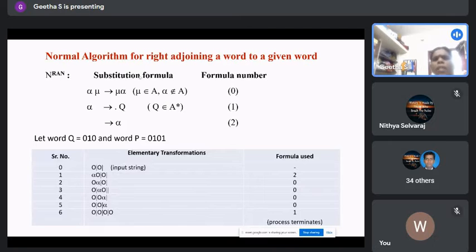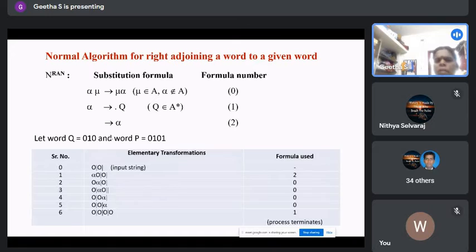So how will you apply the normal algorithm for right adjusting a word to a given word? This is a simple example. How will you execute it in the normal algorithm? First of all, I am using only one algorithm, called the substitution formula. Alpha mu, where mu is any constant value, implies mu alpha. Alpha is the terminating symbol, so you replace it by Q. After that, the given alpha.